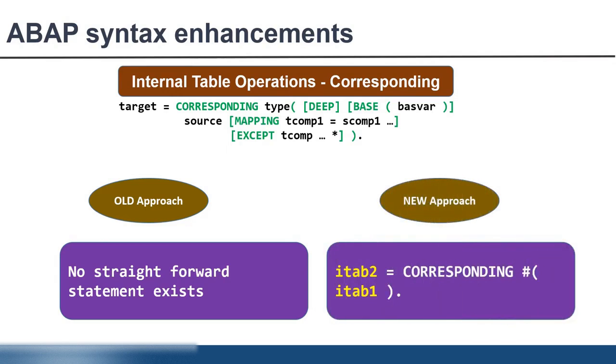But with the new approach, with the corresponding operator, this can be achieved. Within the brace, you have to mention the source internal table. If there is a condition, the mapping clause is to be used, and if a field has to be ignored, the except clause is used. Finally, the resulting records are transferred to the internal table 2 given on the left side.